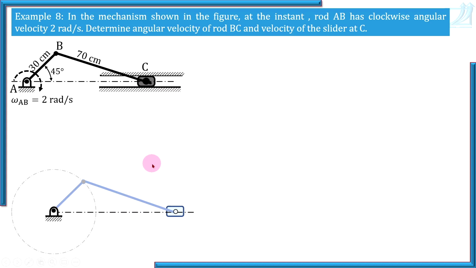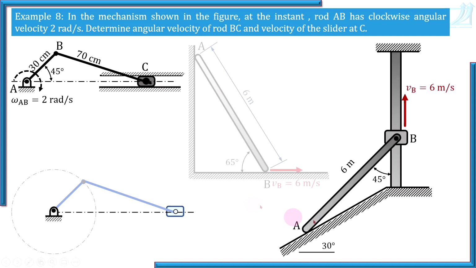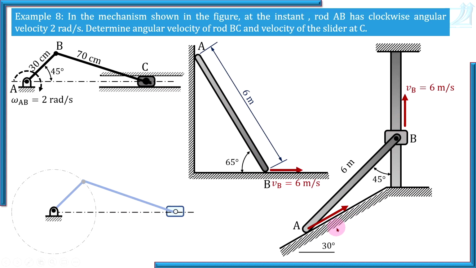Okay, now let's compare this problem with the earlier solved problem. In this mechanism, velocity direction of end A and velocity direction of end B, velocities of 2 points on rod AB, we were knowing. Just by drawing perpendicular to the corresponding velocity vectors, we could identify ICR. In that single rod problem also, velocity of B was given and we could identify direction of velocity of A, and knowing direction of velocities of 2 points on the rod, we could identify ICR.